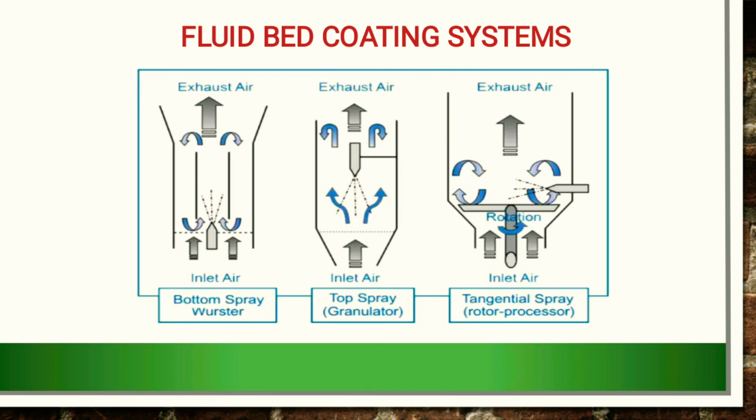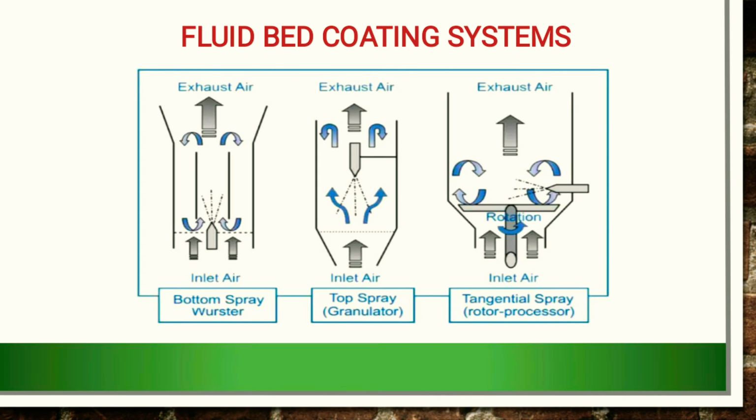Then the next diagram you can see is top spray. Top spray is used predominantly for taste and odor masking purposes. Here drug release rates are not critical since films produced by this method are not uniform in thickness. Additionally, it is suitable for application of hot melt coating.